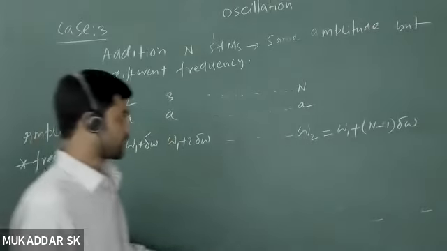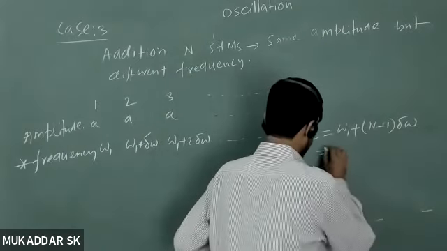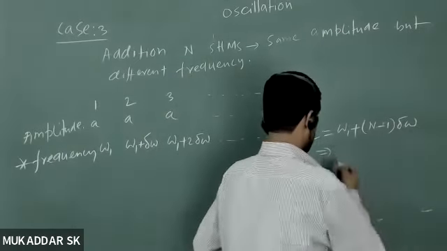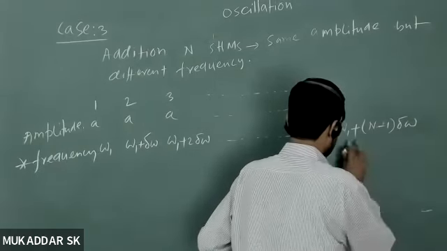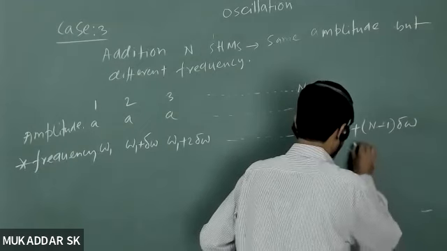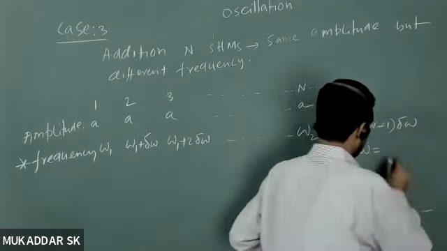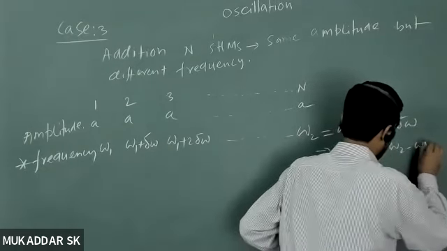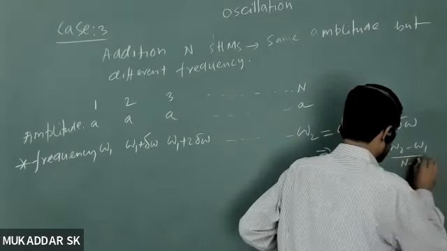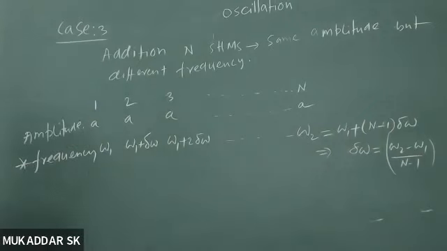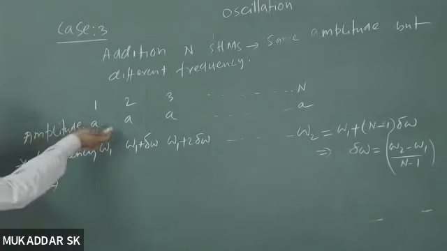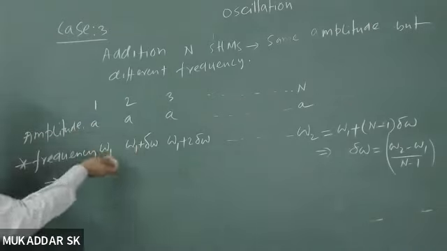So now I can represent delta omega. This will be useful at the end, so that's why I'm calculating it here itself. Delta omega will be (omega 2 minus omega 1) divided by (n minus 1), right? Okay. Now you have information about the amplitude and frequency of every oscillator.